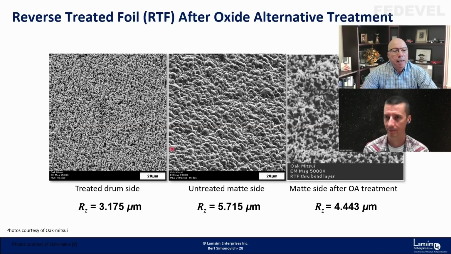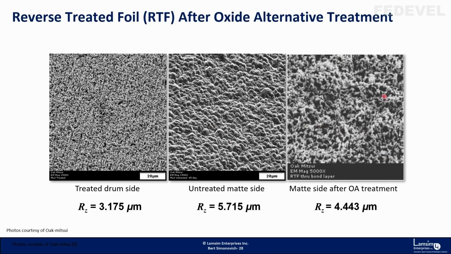Okay. I'll show another picture in another slide, but here's reverse treated foil showing the drum side with the nodule treatment that gets on the laminate. And here is the matte side before oxide alternative treatments. You can see the matte side. Then after the PCB shop gets through with the oxide alternative etching treatment, it has little tiny micro voids in it that help promote, that make it stick better to the prepreg.